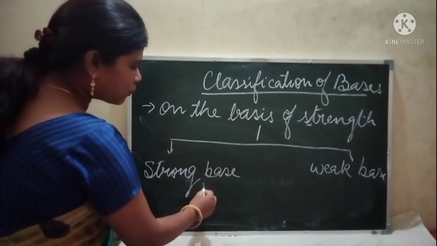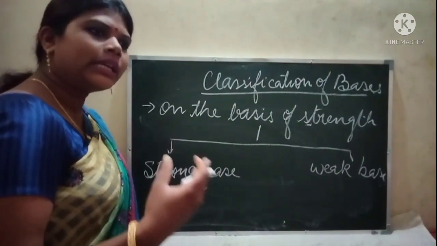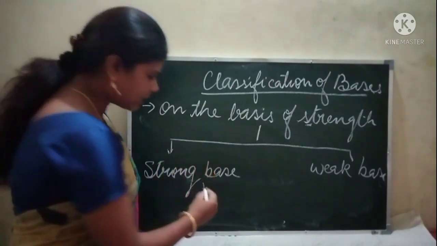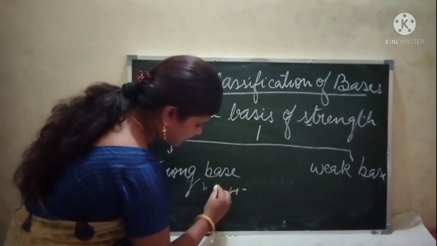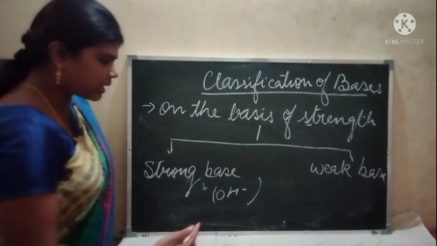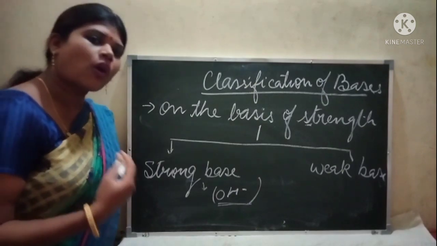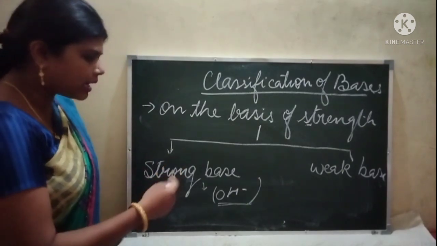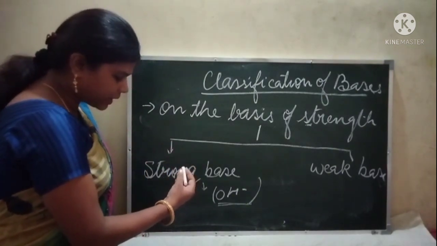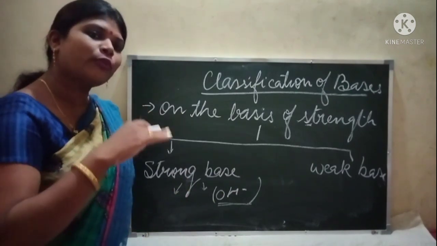Now what are strong bases? The bases which completely ionize in water and give OH minus ion are called strong bases. Or in the other definition which we can give, the bases which have high affinity for proton.